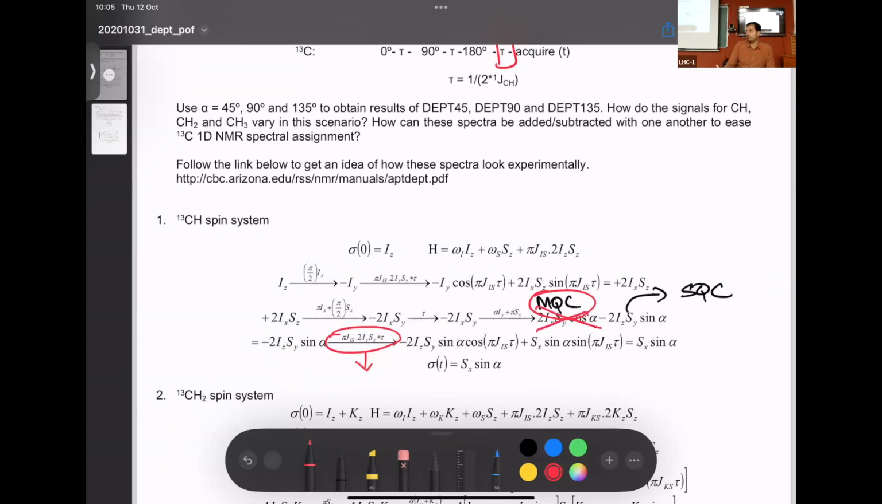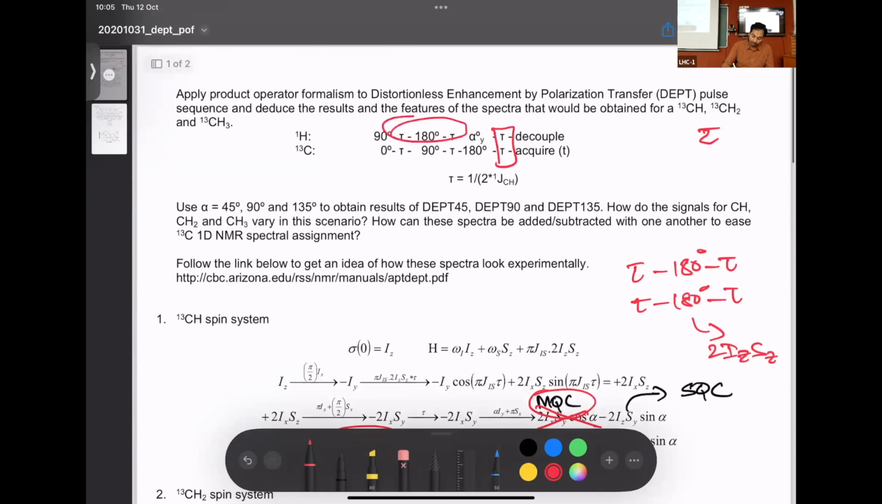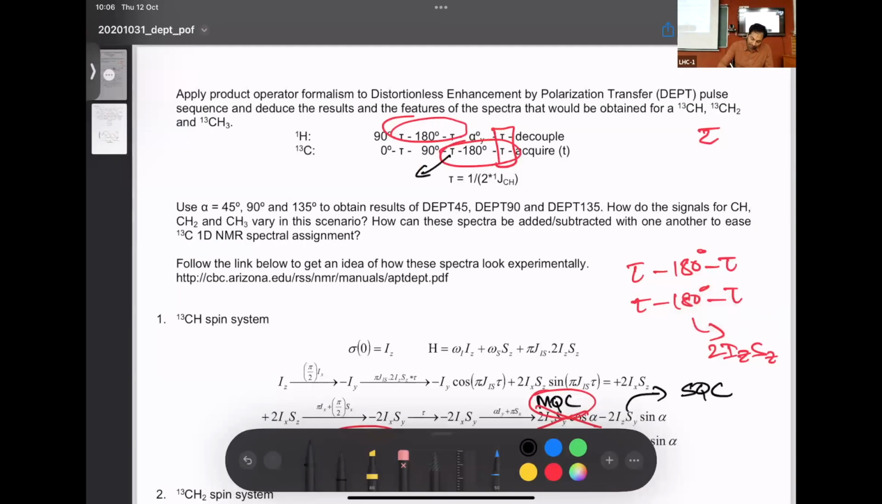That's what we did. So we applied multiple concepts simultaneously. We applied concepts of tau simultaneously, applied 180. Tau ends up only evolving the 2 IZSZ term. Chemical shift gets refocused. That's the first thing that we applied in the initial parts of the DEPT sequence. And another concept that we ended up exploiting is that during this tau delay, since only MQC is present, weak scalar coupling will not evolve.